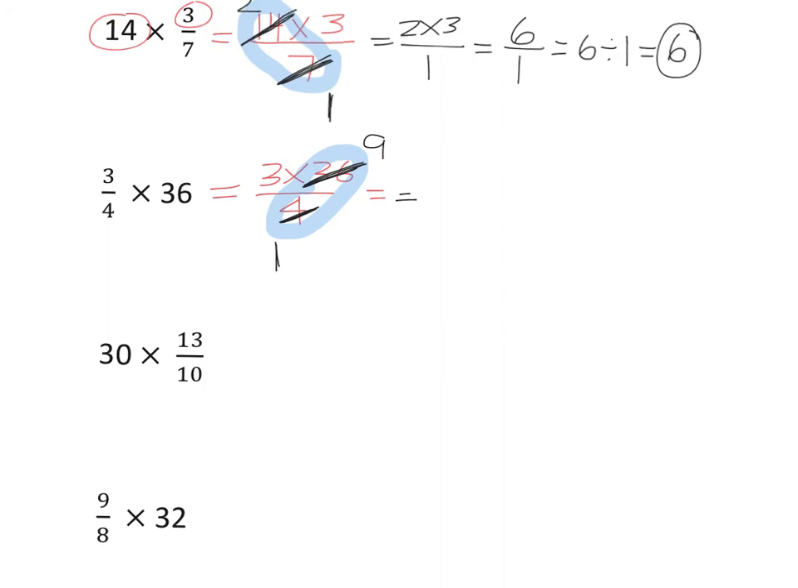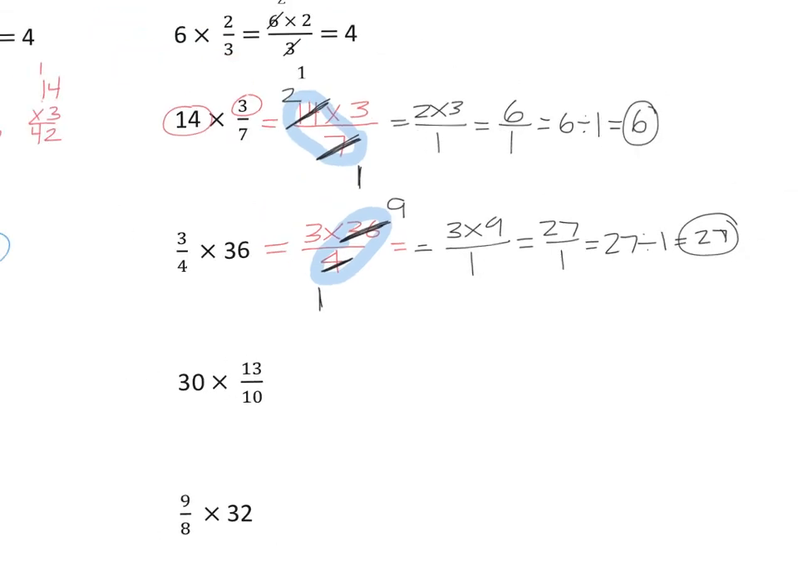And now I went ahead and have a new problem. I have 3 times 9, and I have the denominator as 1, which is 27 over 1, which is also 27 divided by 1, which is the answer 27. Oops, go back to that, which is 27.